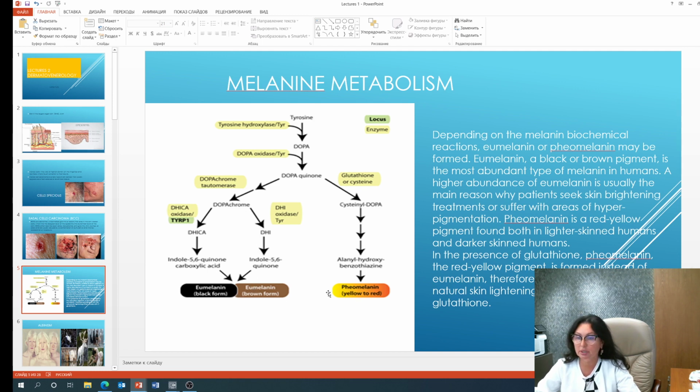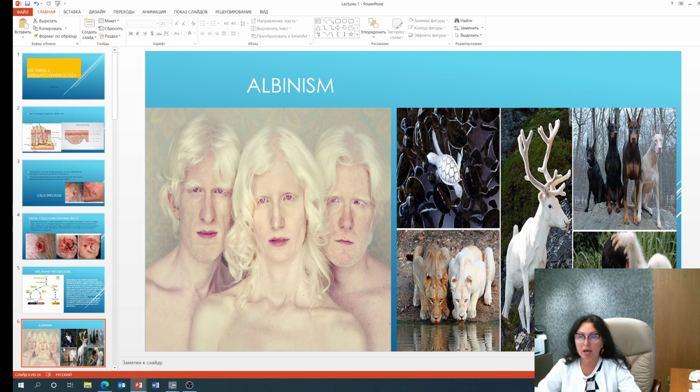And the combination of these melanin formations gives different skin colors in different ethnic groups. This picture shows albinism, an autosomal genetic disease where melanin is totally absent, present only in the true epidermis, resulting from absent melanocytes and no production of melanin. It's not only a human problem, it's sometimes discovered in a lot of animals.